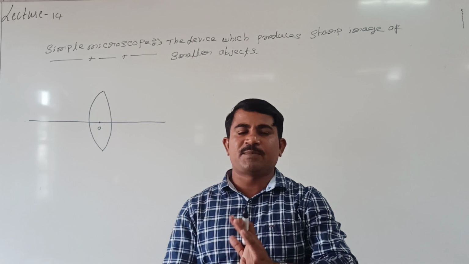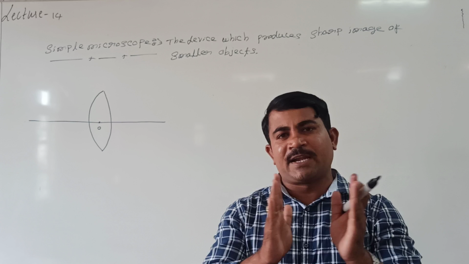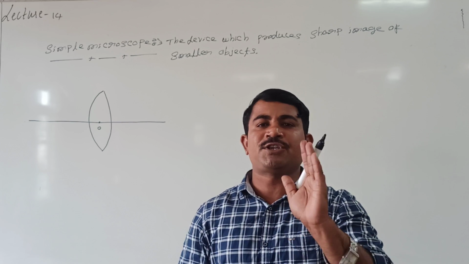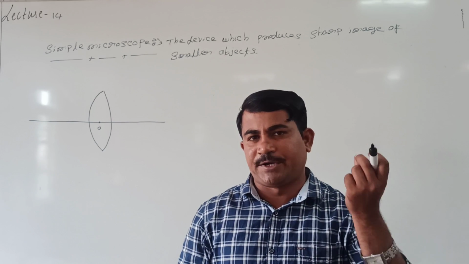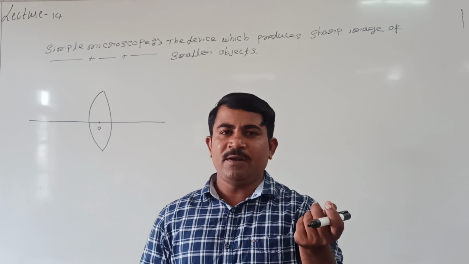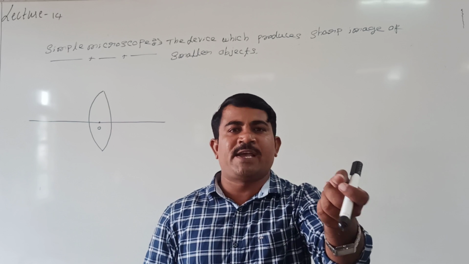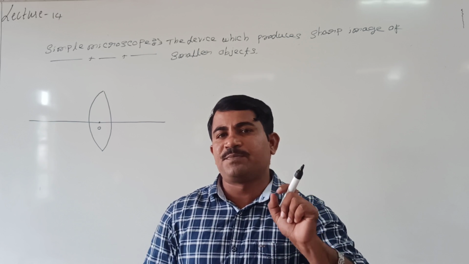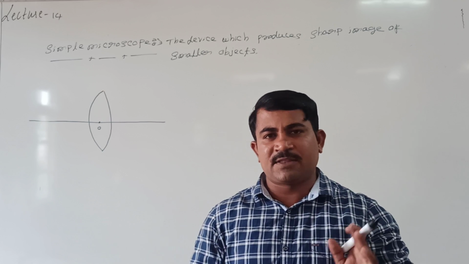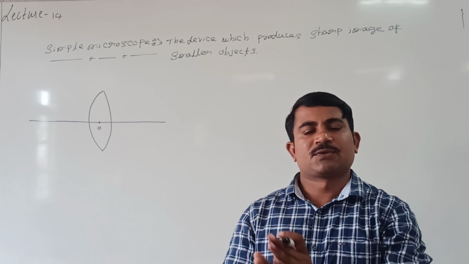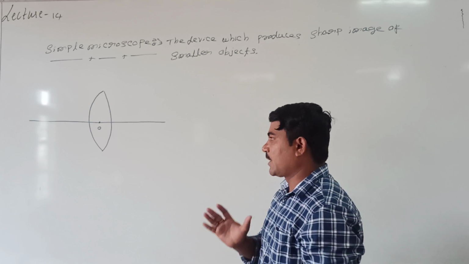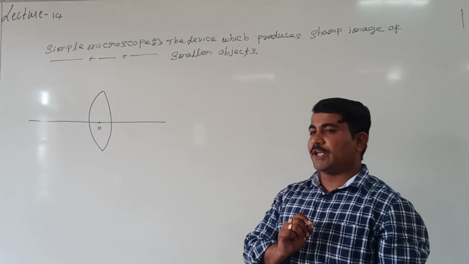One is if the object is placed in between the pole and principal focus, so that a virtual image can appear at a near point. Near point means the minimum distance from the human eye at which the object image can be seen very clearly. So near point means about 25 centimeter. Look at me. Now two cases we will see.